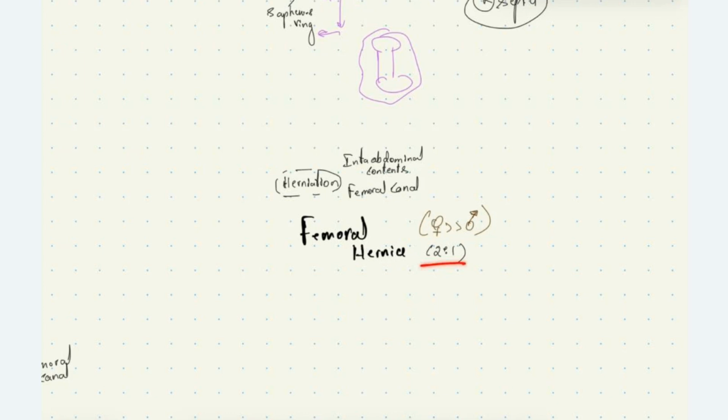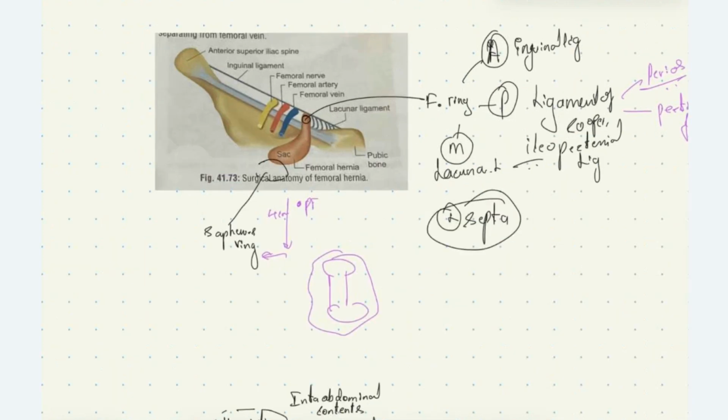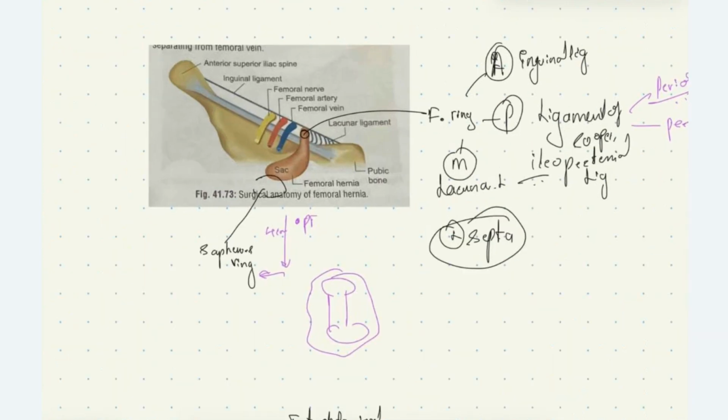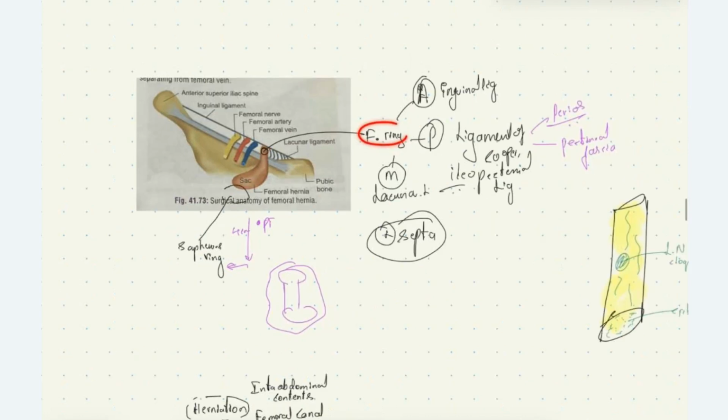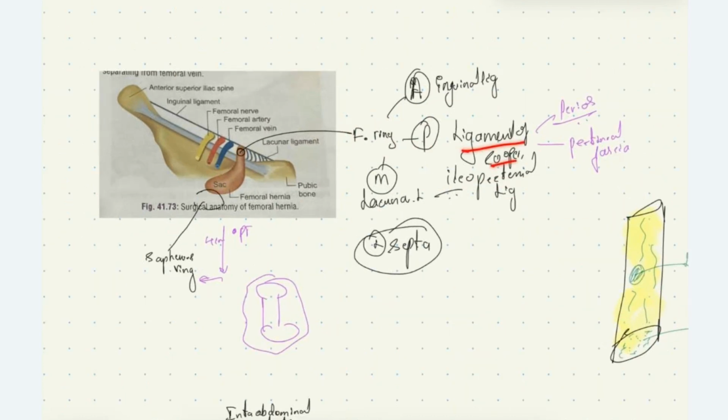Coming to the surgical anatomy of the femoral canal, it extends from the femoral ring to the saphenous opening. The femoral ring is bounded anteriorly by the inguinal ligament, posteriorly by the ligament of Cooper and iliopectineal ligament. The ligament of Cooper is the thickening of periosteum over the pectineus and also the pectineal fascia. Along with the iliopectineal ligament, the ligament of Cooper forms the posterior boundary of the femoral ring.